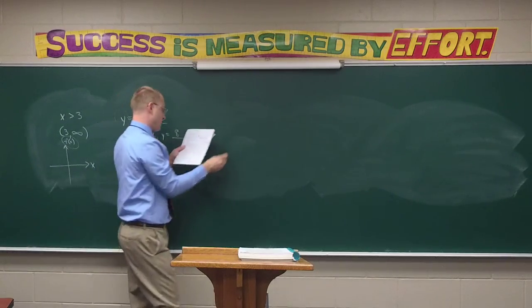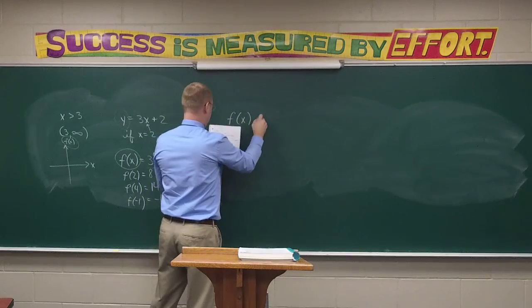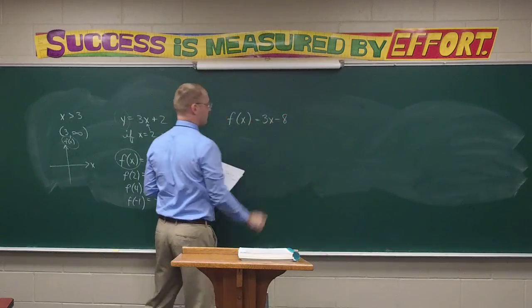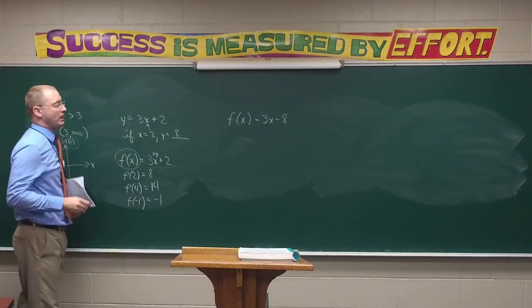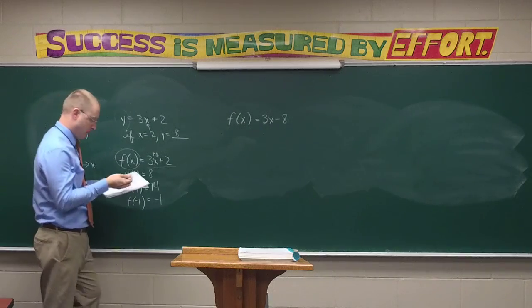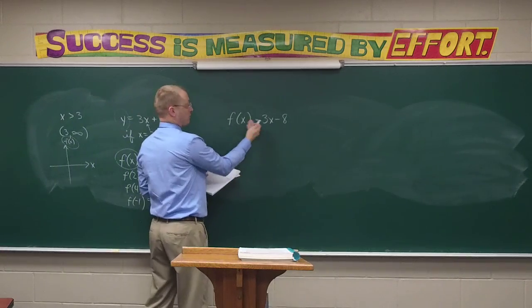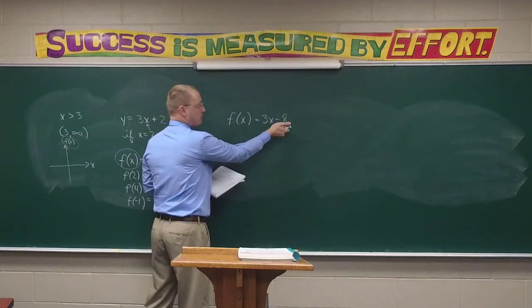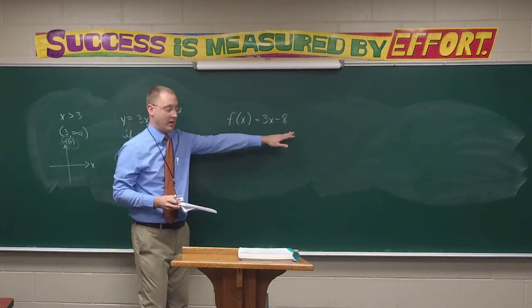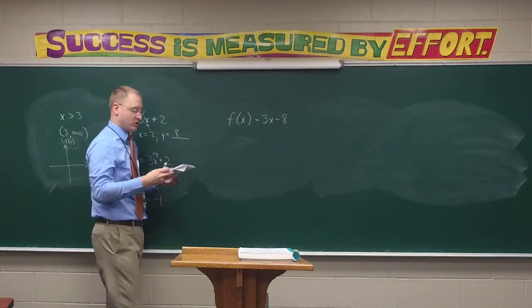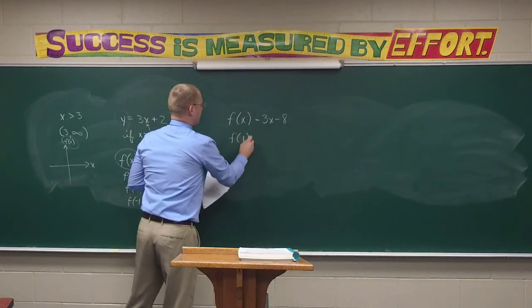So write this down in your notes. F of x equals 3x minus 8. We're given a function of x is 3x minus 8. It's a linear function, right? Y, essentially, equals mx plus b. We know the y-intercept is negative 8. We know the slope is 3. That's slope-intercept form still. We're not interested in graphing it.